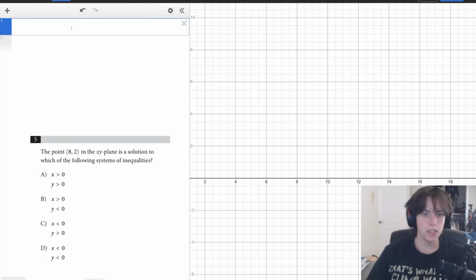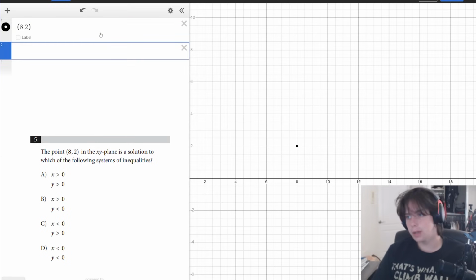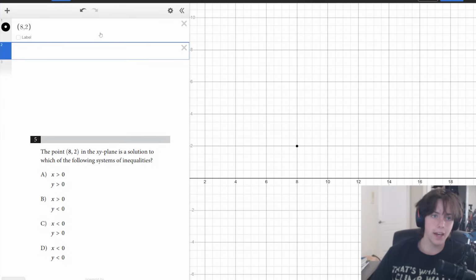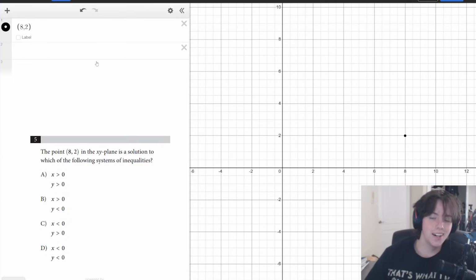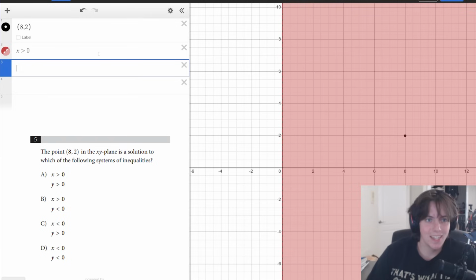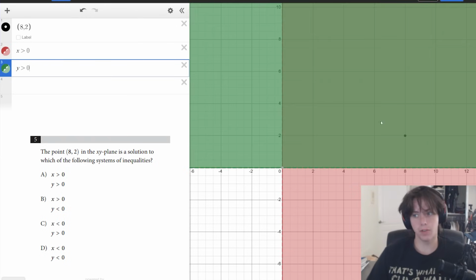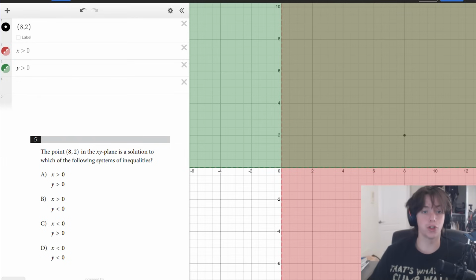Question number 5, the point 8, 2 in the xy plane is a solution to which of the following systems of inequalities? 8, 2 is in the first quadrant, and what do we know about the first quadrant? In the first quadrant, x is greater than 0 and y is greater than 0, and so our answer is A. But I just want to show you this. x is greater than 0, y is greater than 0. The point is in both of our areas, and therefore we for sure know that our answer is A.